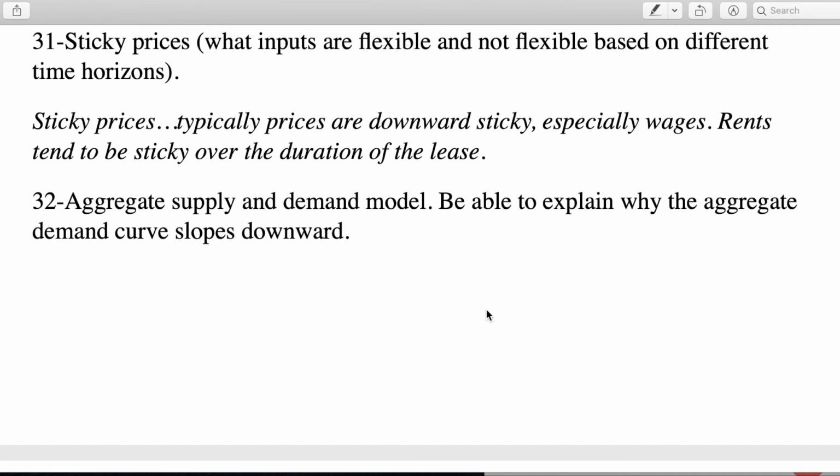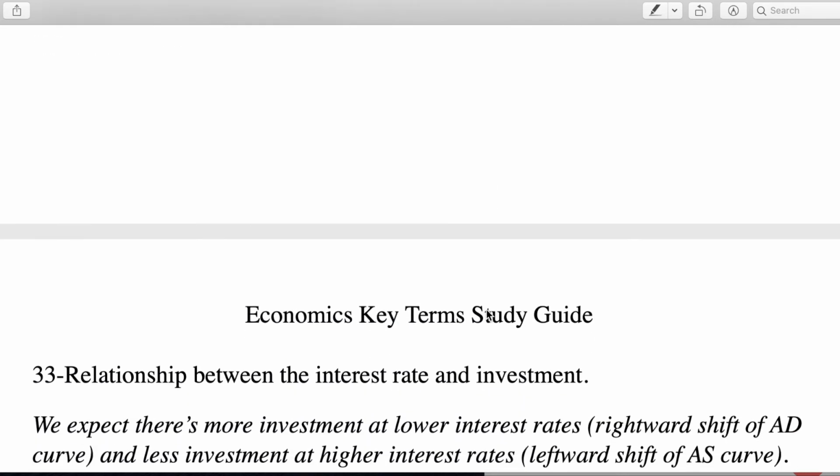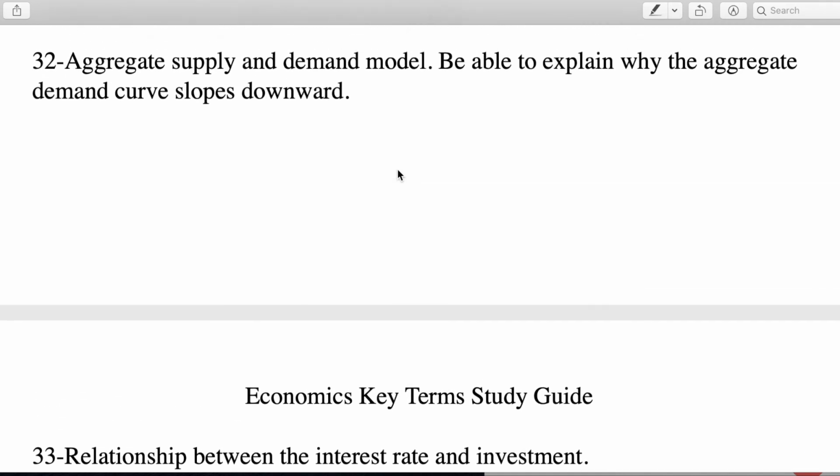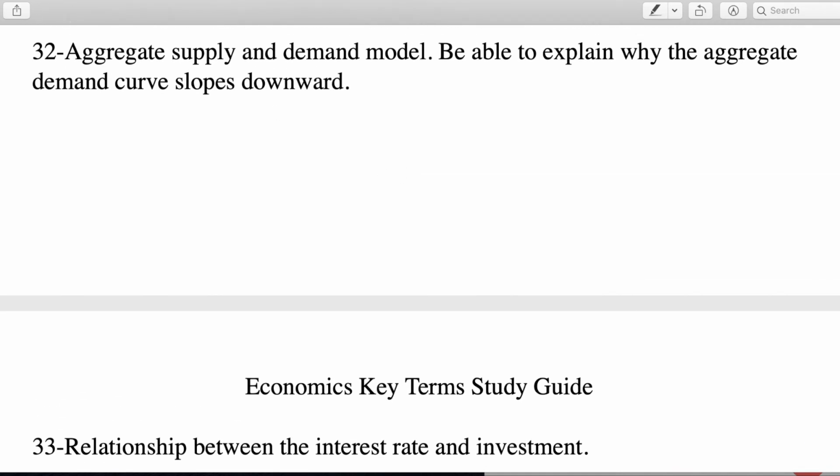Aggregate demand and aggregate supply model. Explain why the aggregate demand curve shifts downward. Well, the aggregate demand, this is missing too. Oh, sorry, this is probably, oddly enough, more frustrating for me than for you.